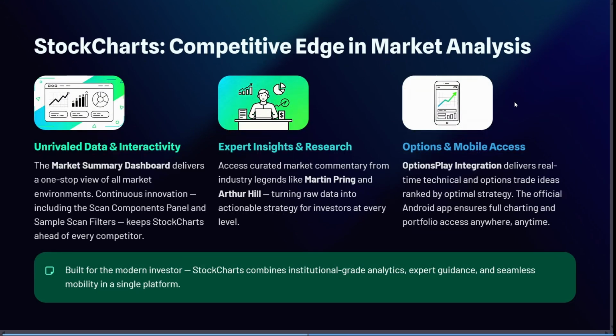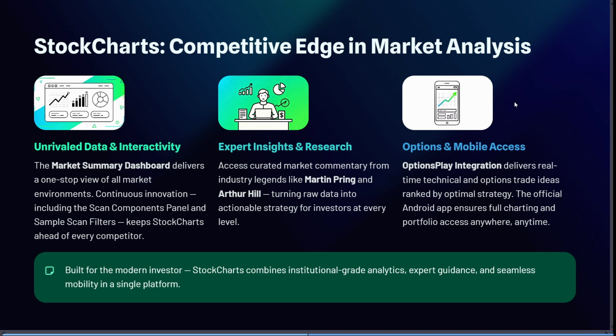Having a look over here, we've got their competitive edge and their market analysis. So they have unrivaled data and interactivity. The market summary dashboard delivers an all-in-one-stop view of their market environments. Also, it gives you continuous innovation, including the scan components panel and sample scan filters, which keeps StockCharts ahead of every one of its competitors.